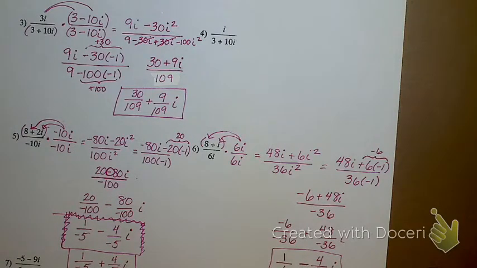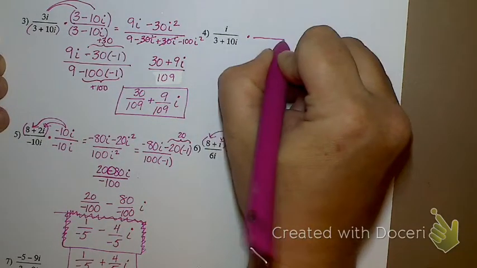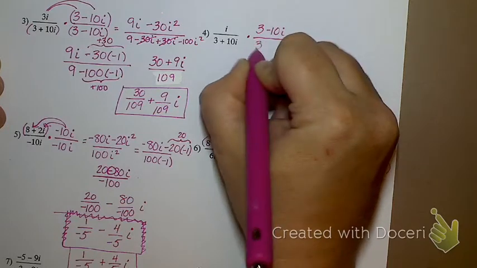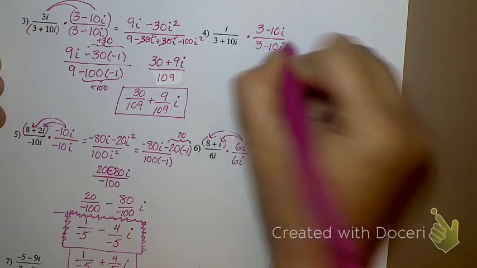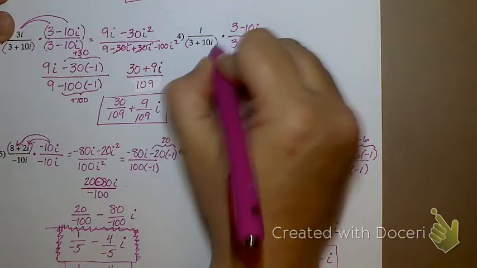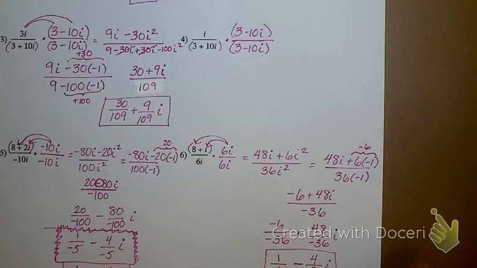All right, number 4, which was kind of lame of me to choose the same denominator, but I didn't notice that, so we'll deal. What's the conjugate of 3 plus 10i? 3 minus 10i. Take a minute on that one. Throw your parentheses around because you're going to be distributing and FOILing, and see what you can do.